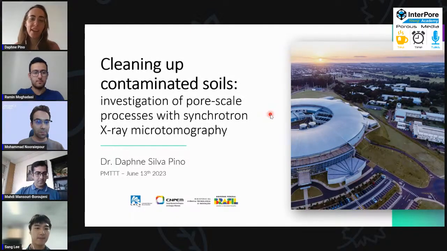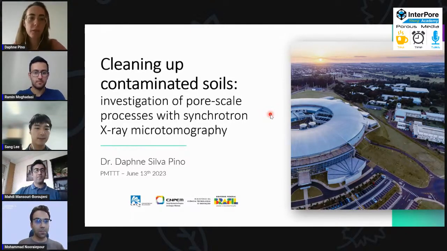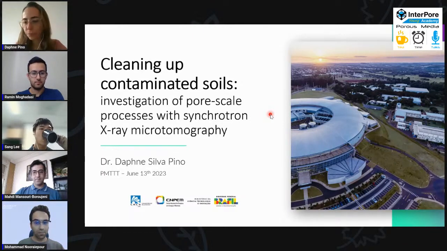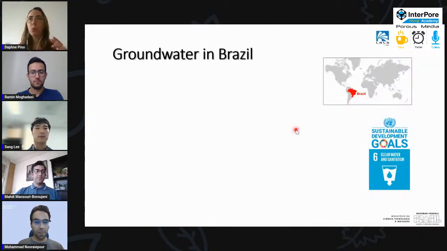I'm Daphne, and I'll be speaking to you about cleaning up contaminated soils and aquifers, and we're focusing on investigating pore-scale processes with synchrotron X-ray microtomography. So this image that you see here on the right is the Sirius laboratory, which is our synchrotron light source here in Brazil. So why am I talking about groundwater?